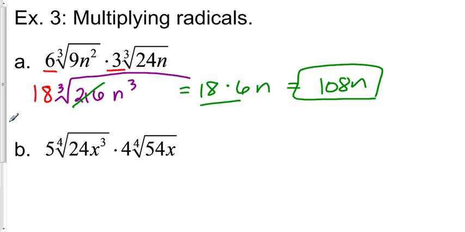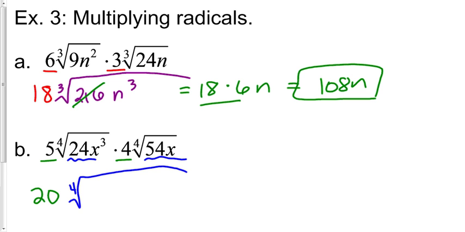Let me show you another example in B here. So we want to multiply two radicals. They have matching 4th roots, so that's good. Let's start with the numbers out in front. 5 times 4 gives me 20. Now we can put the 4th roots together. We can multiply them together. So I've got the 4th root of, now I need to take 24x to the 3rd times 54x. Doing that math, I get 1,296 x to the 4th power.